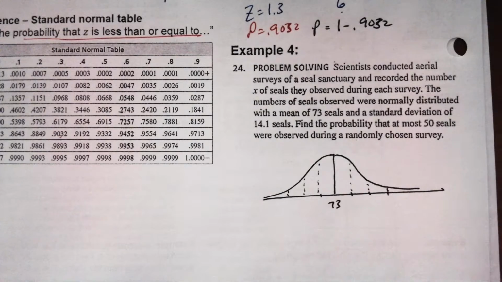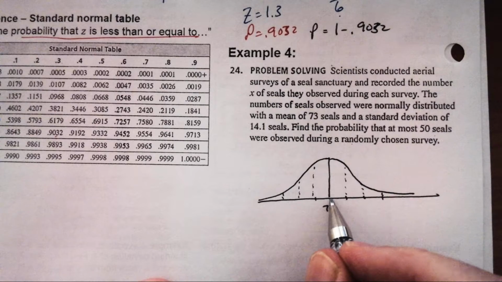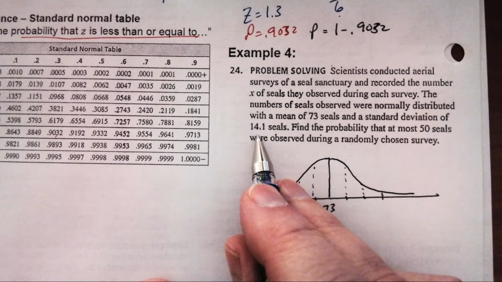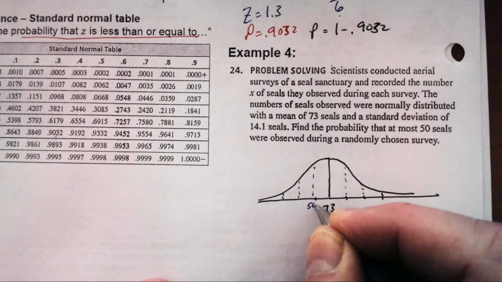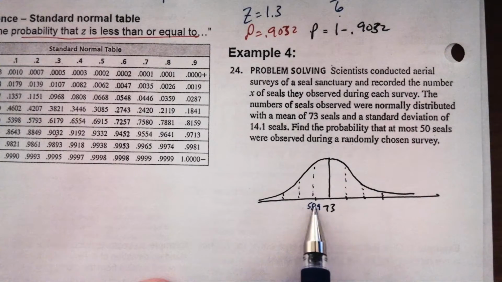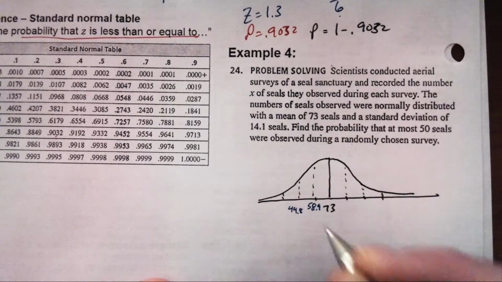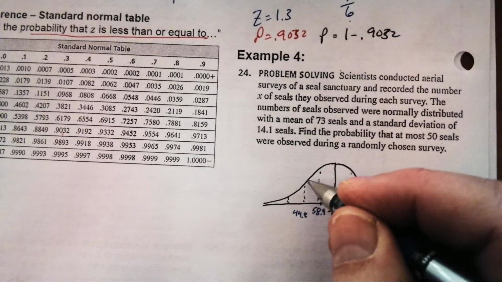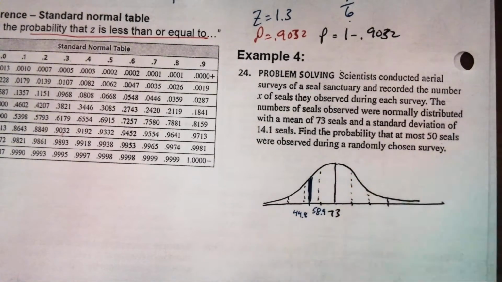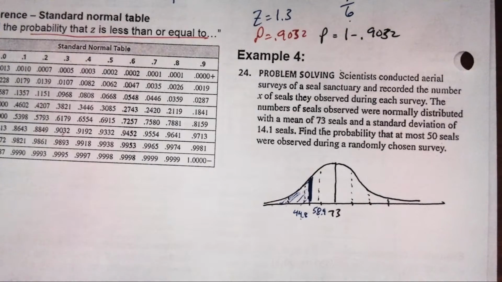Now let's think about this for a second. Find the probability that at most 50 seals were observed. If I go down by just 14, not even 14.1, that gets me to 58.9. Going down another 14.1 would be 44.8. Fifty is going to be somewhere between 44 and 58, and at most would mean we want this area under the curve over there.